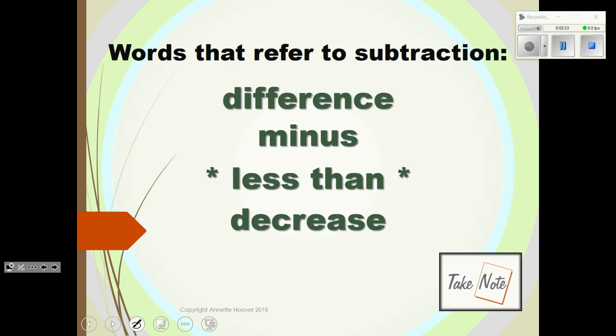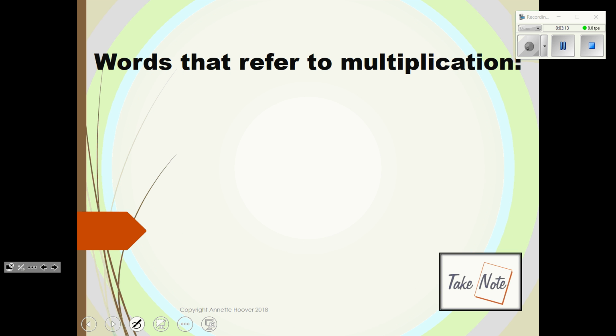To decrease, we're going to subtract. If the temperature outside decreased by 5 degrees, you would subtract 5 from the original temperature. Fewer than is another phrase where we're going to have to look at something special, so I put asterisks around that.